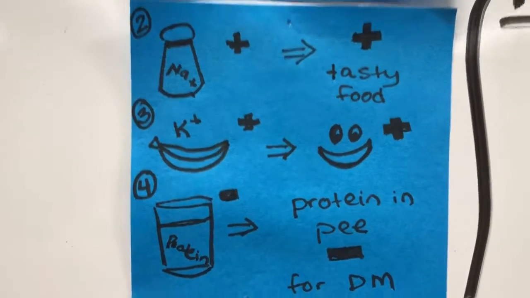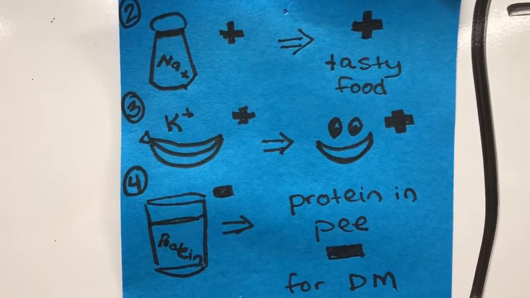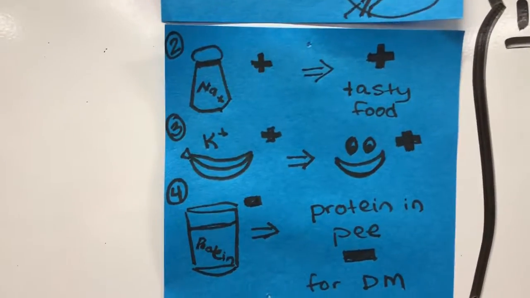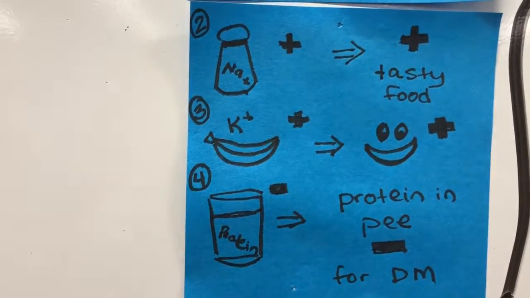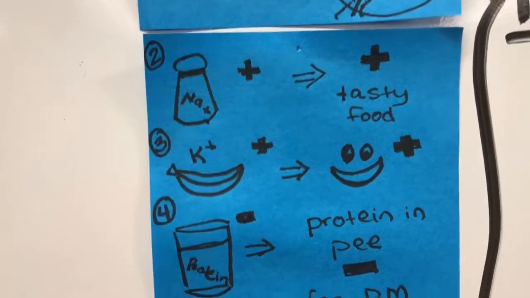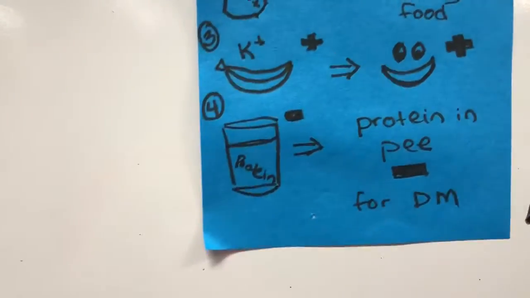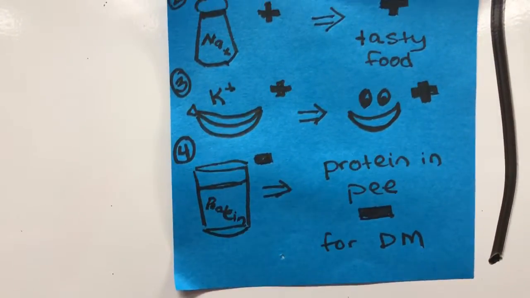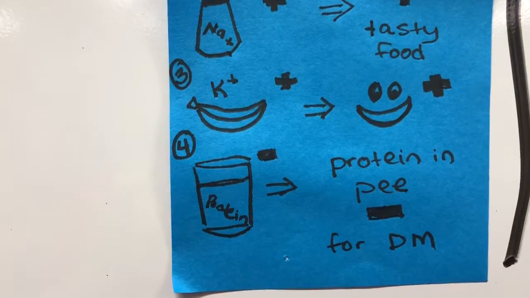Okay, sodium. Sodium can be found in table salt. Table salt makes our food tasty, therefore it's positive. As we all know, potassium can be found in bananas. Bananas look like happy faces, therefore they're positive. Okay, protein. Protein is negative. We can remember that because if we find protein in our pee and we're diabetic, that's bad news.